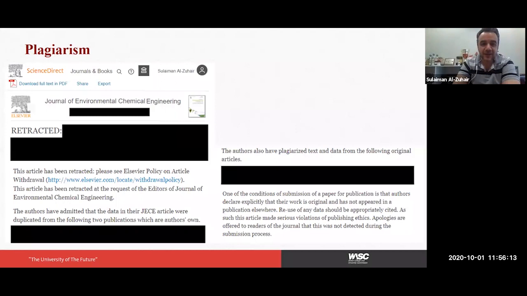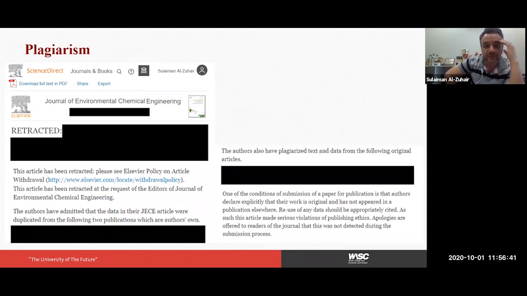So here you can see under the name of the journal are the authors, and it says retracted in the journal, and there is the title of the paper that they published. The one that I covered in black after retracted is the paper that has been published. Just read what is written underneath. This article has been retracted. Please see the article withdrawal policy.